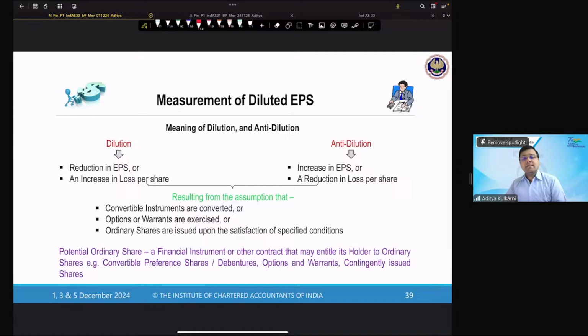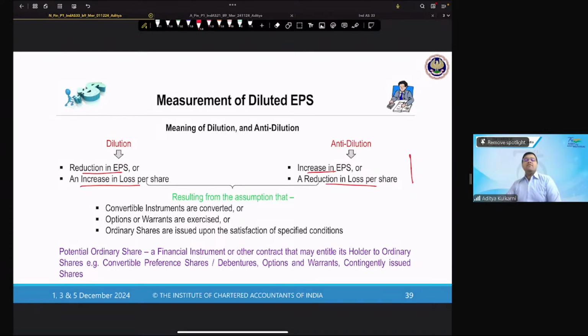Today's session will be on diluted EPS. Till now what we computed was the basic EPS. We then move on to something known as diluted EPS. Now, what do you mean by diluted? Diluted means a reduction in EPS, or an increase in loss per share. The opposite of dilution is anti-dilution, which increases the EPS or reduces the loss per share.